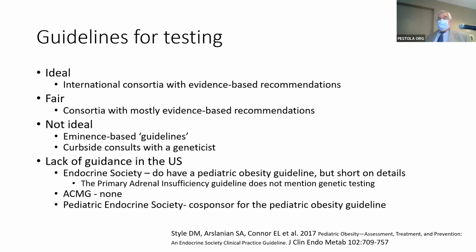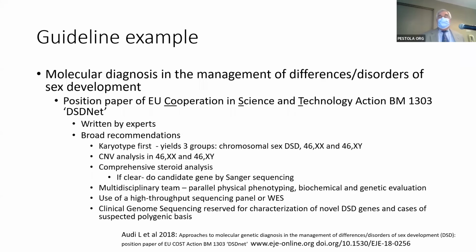However, the primary adrenal insufficiency guideline doesn't mention genetic testing at all. The ACMG doesn't have anything. So geneticists haven't come up with guidelines for testing for endocrine diseases. We've got some guidelines for some other things. And the Pediatric Endocrine Society co-sponsors the obesity guideline, but hasn't put anything out that I'm aware of on their own. But there are guidelines. The Europeans are ahead of us in doing some of this.